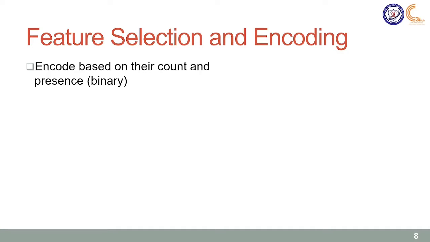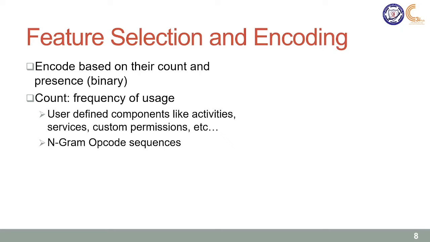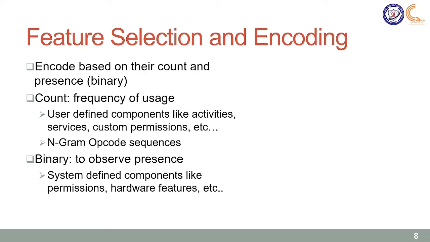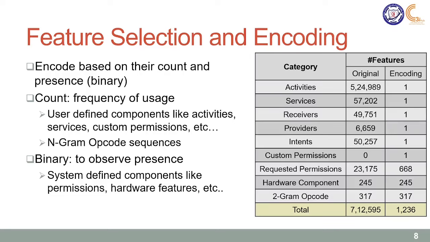We encode features either based on their count or their presence. We take count of all user defined components such as activities along with the n-gram opcode sequences, whereas all system defined entities like permissions, we use them as binary features. These are the features which we extract from an APK. Original and encoding show the count of features before and after the encoding phase, respectively.